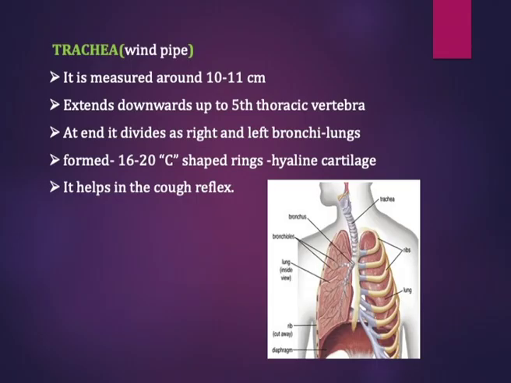It is also called the windpipe. It measures about 10 to 11 centimeters and it extends downwards up to the 5th thoracic vertebra. At the end, the trachea divides into two, and those two branch-like structures are called bronchi. The right side branch enters into the right lung and the left side branch enters into the left lung, and this trachea is formed of about 16 to 20 C-shaped or ring-like structures which are made up of hyaline cartilage, and it helps in the cough reflex.